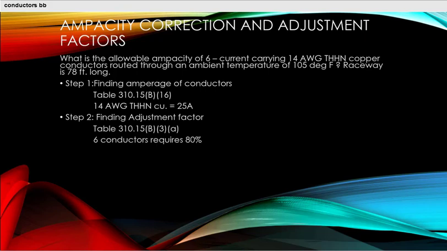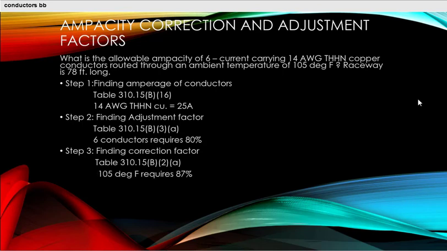The adjustment factor for 6 conductors is 80%. The adjustment factor or correction for 105 degrees Fahrenheit is 87% or 0.87. Whenever I do the math, I come out with 17.4 amps. So this wire really, almost half or close to half of what it started with. So it took away quite a bit.